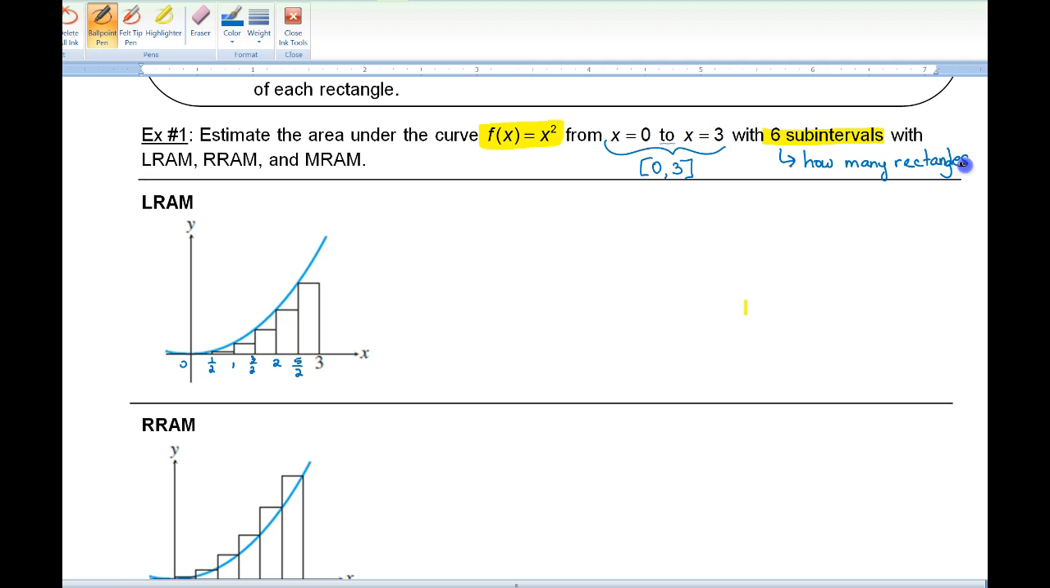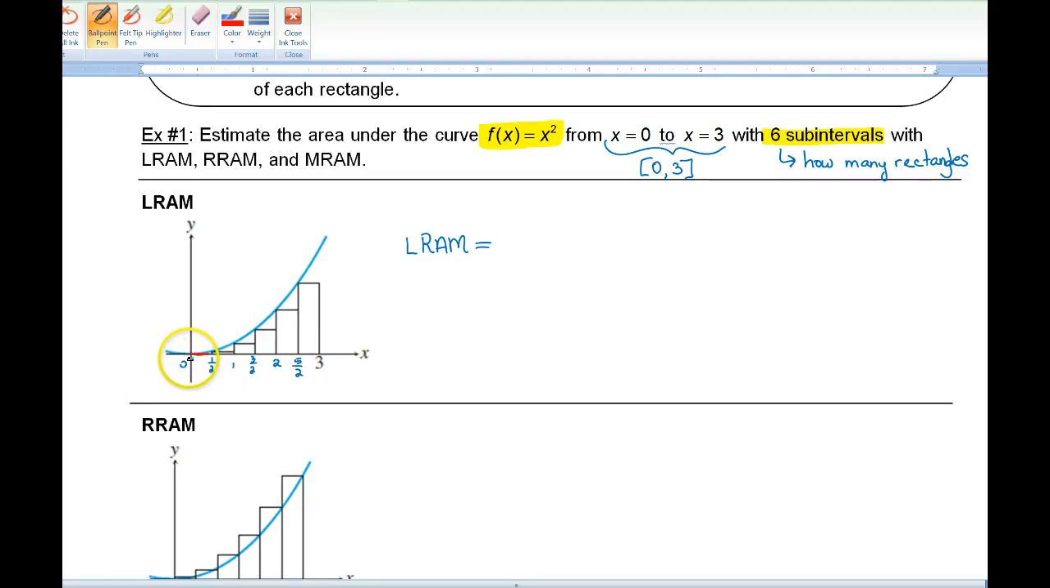So if I told you that there were going to be 8 subintervals, that means it would have 8 rectangles. Okay, so we are going to look first at LRAM, the left-hand rectangle approximation method. This gets a little tricky here. We're looking at this first rectangle. Looking at that really doesn't have any dimension, but I'm just going to go through the process so hopefully you can see it.